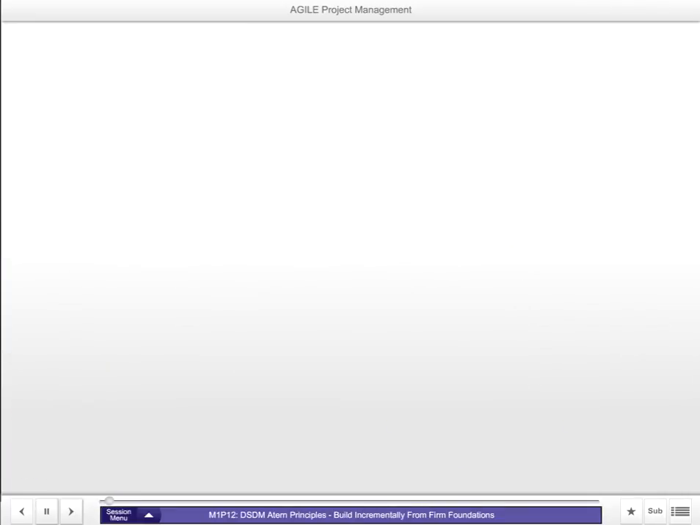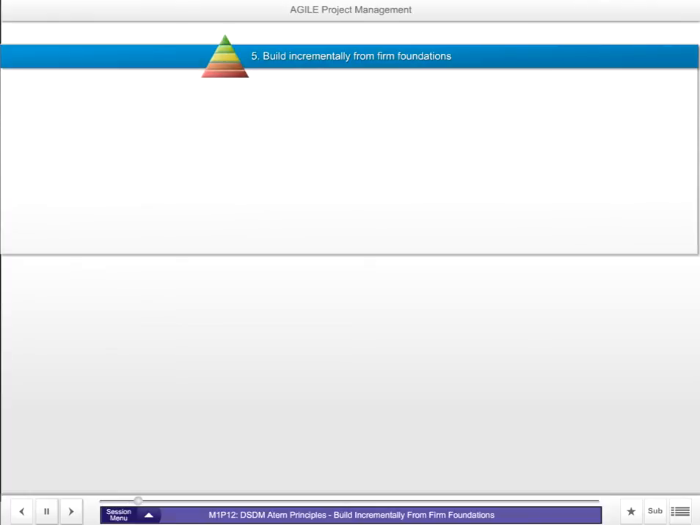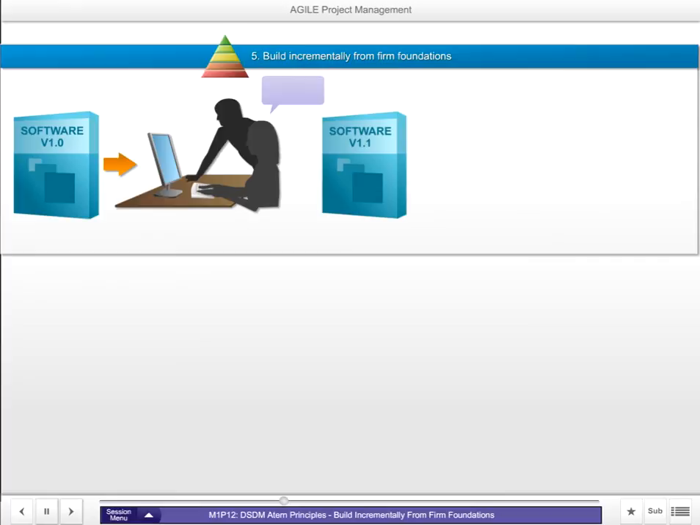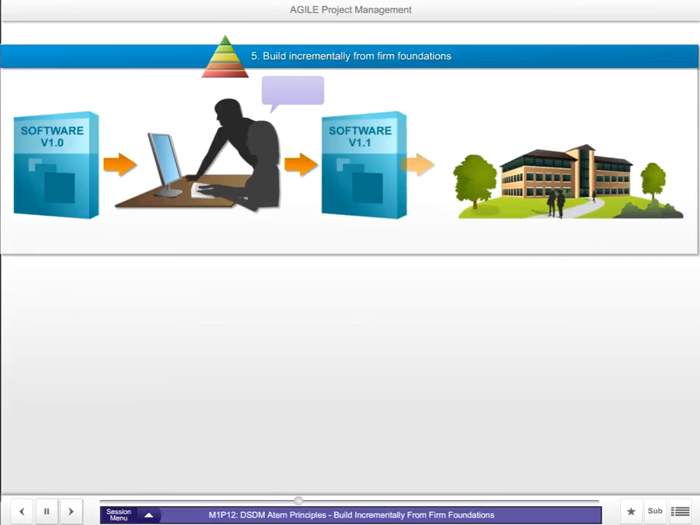Principle number 5 says that ATERN teams should build incrementally from firm foundations. ATERN satisfies the Agile requirement for early business benefits by advocating incremental delivery of products. In other words, get the basic product working as quickly as possible, demonstrate it to the relevant stakeholders, and based on their feedback, refine and improve the product until it satisfies the business requirement.